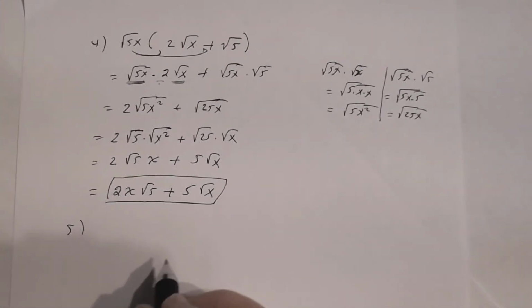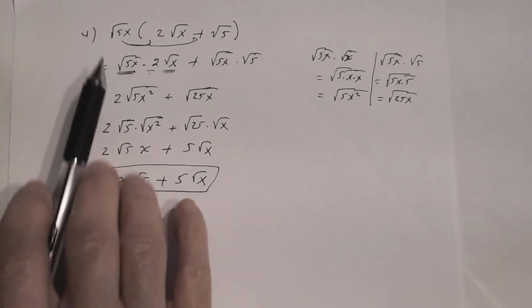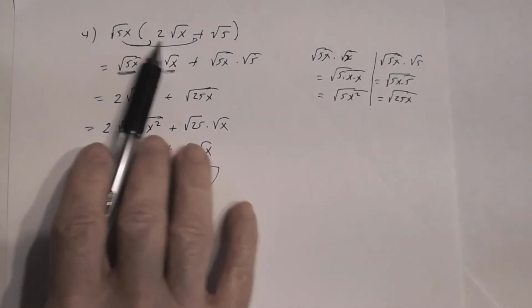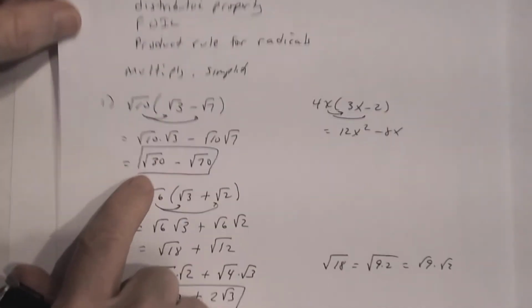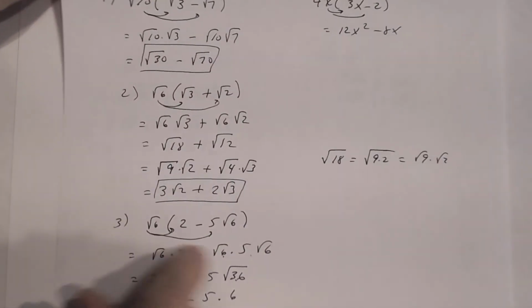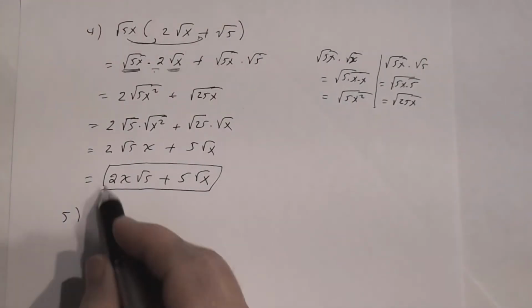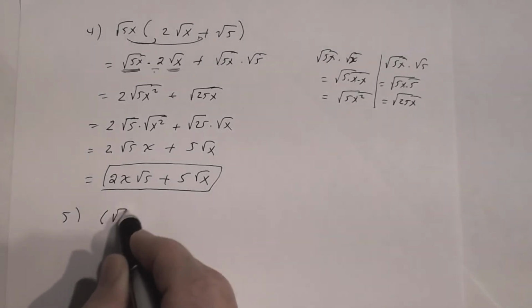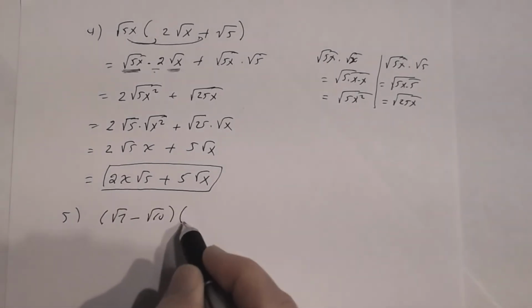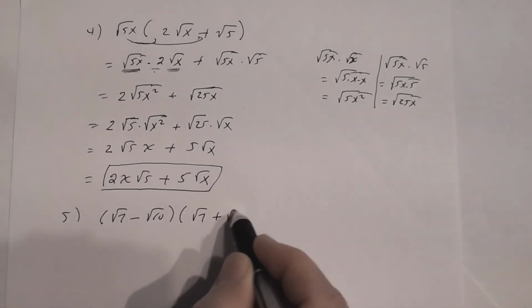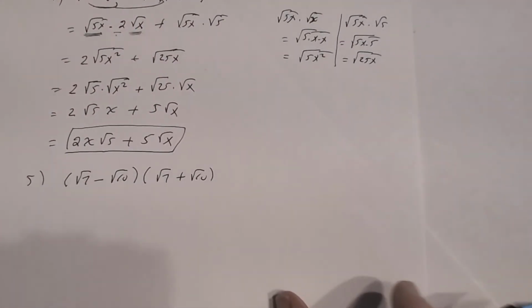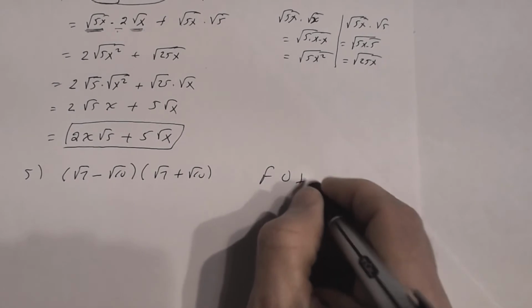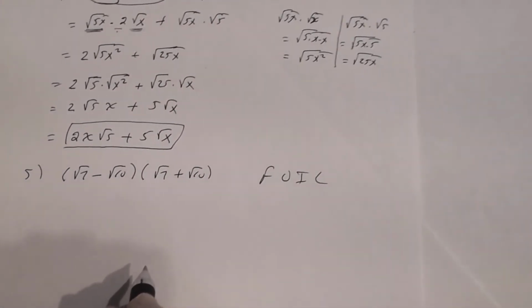All right, number 5. Okay, so in 1 through 4, to multiply this monomial times this binomial, we use the distributive property. Okay? In all cases, the distributive property. But in number 5, let's suppose we had this. Let's suppose we had the square root of 7 minus the square root of 10 times the square root of 7 plus the square root of 10. How do you think you're going to multiply those out, those two binomials? Yeah, you can use the FOIL method, right? You use FOIL, just like you did when you multiplied two polynomials that were binomials.